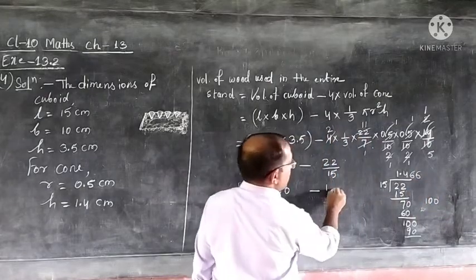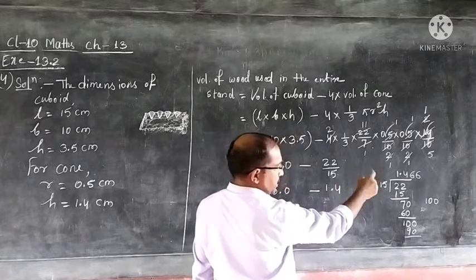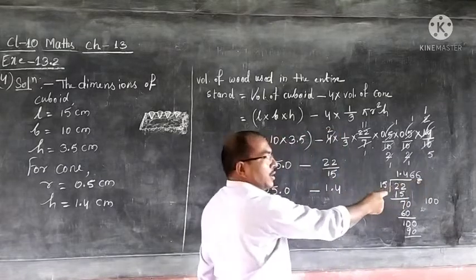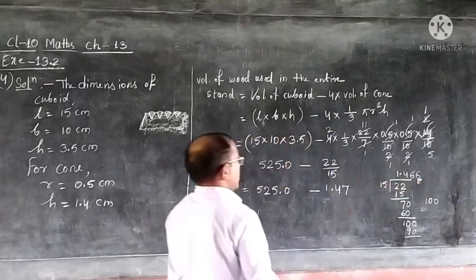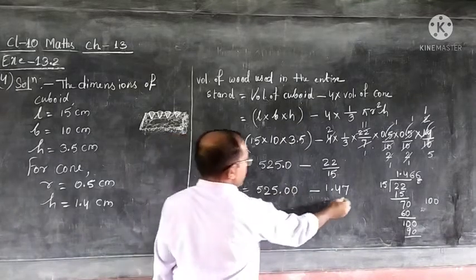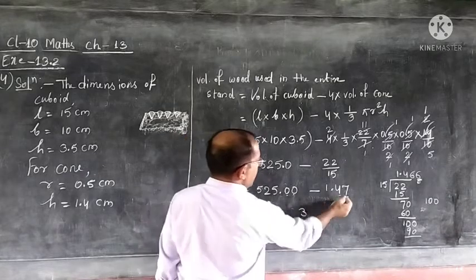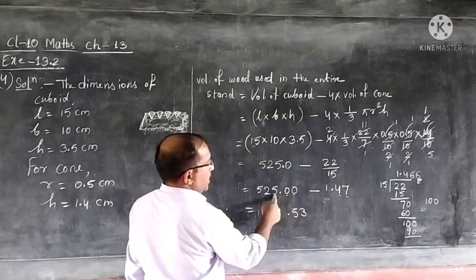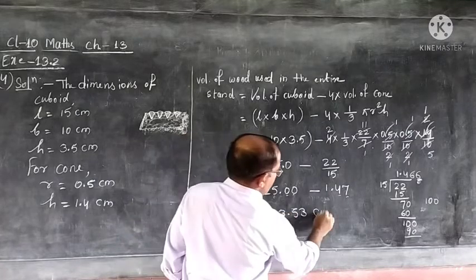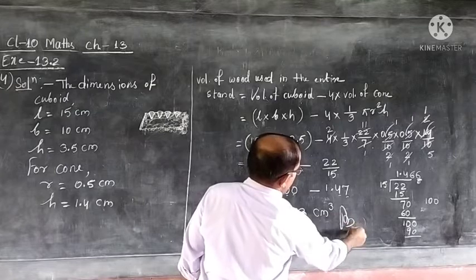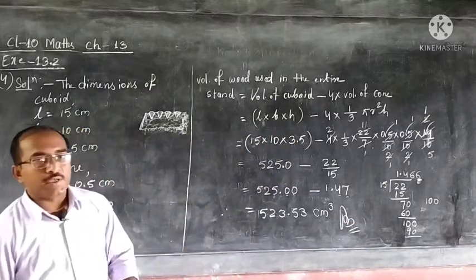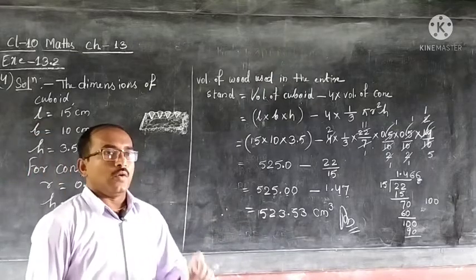So we find 1.4466. So what shall we do? We will take approximate value, third digit is 6, so we will take next to this 4 7. It has single decimal digit, we can put here one more 0 and subtract. 10 minus 7 3, 9 minus 4 5, here we get 4, 4 minus 1 3, 2 5. So the volume of wood used in the entire pen stand is 523.53 centimeter cube. Hope you have understood.